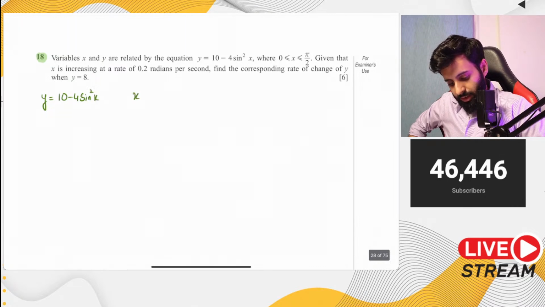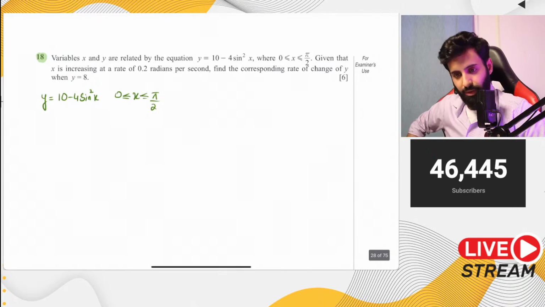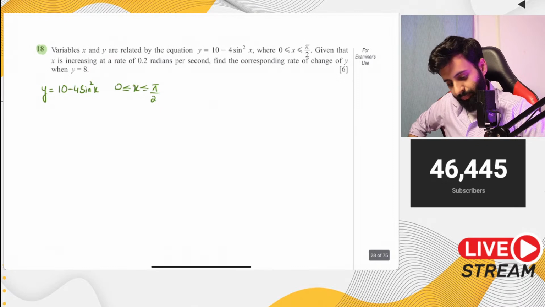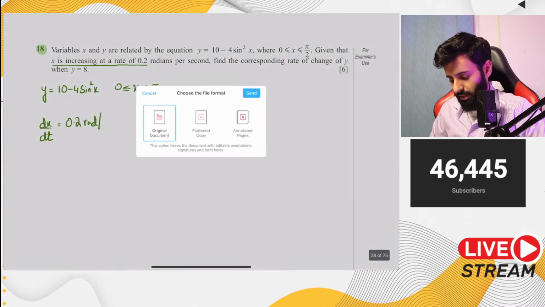Now notice that you're also given the range of x. There has to be a reason behind it. It's not random. There has to be a reason behind the question giving us the range of x, and we'll find that out later. It's only a matter of time. Then it says, given that x is increasing at a rate of 0.2 radians per second. So that means dx upon dt is equal to 0.2. There's no need to write radians per second, so we'll just write it as 0.2.